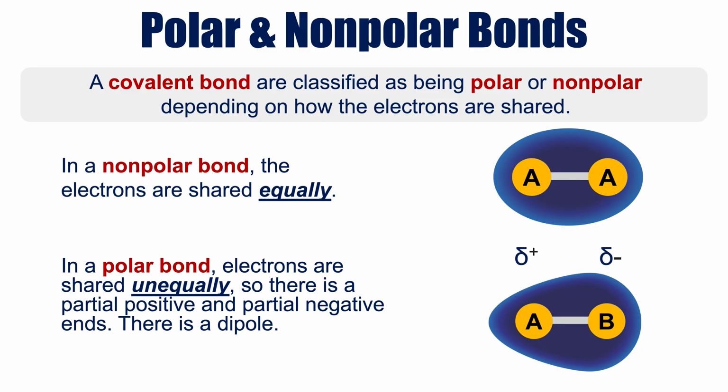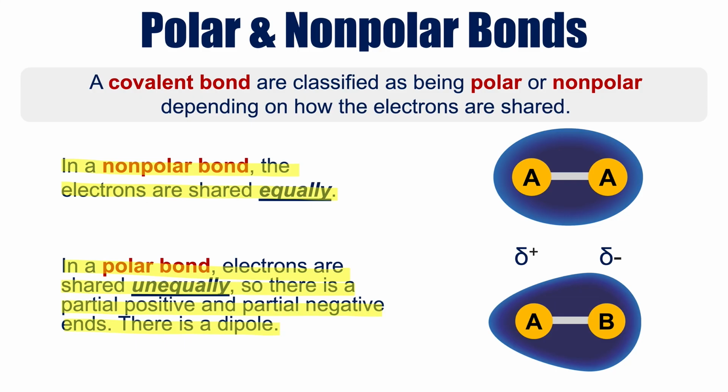are being shared. In a nonpolar bond, the electrons are shared equally between the two elements. But in a polar bond, the electrons are shared unequally. So there ends up being an asymmetrical or uneven distribution of electrons. That causes one end of the bond to be partially positive and the other end of the bond to be partially negative. When you have that unequal distribution, with one end partially positive and the other partially negative, you have what's called a dipole.